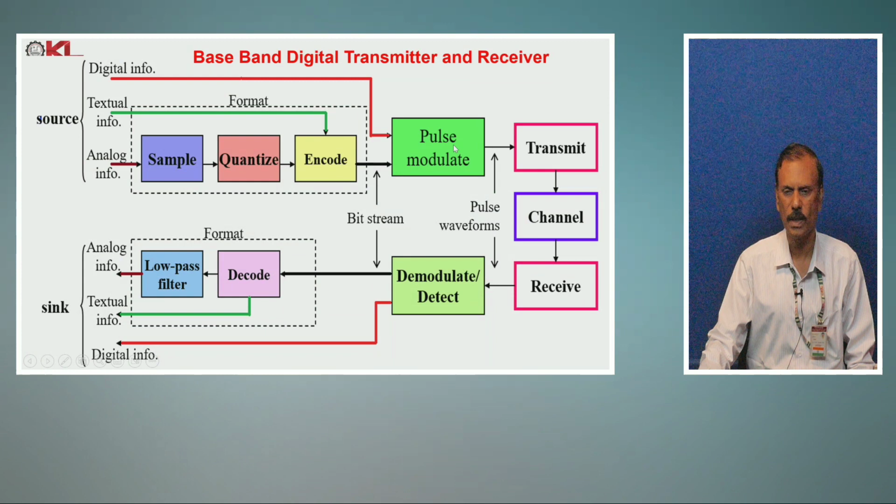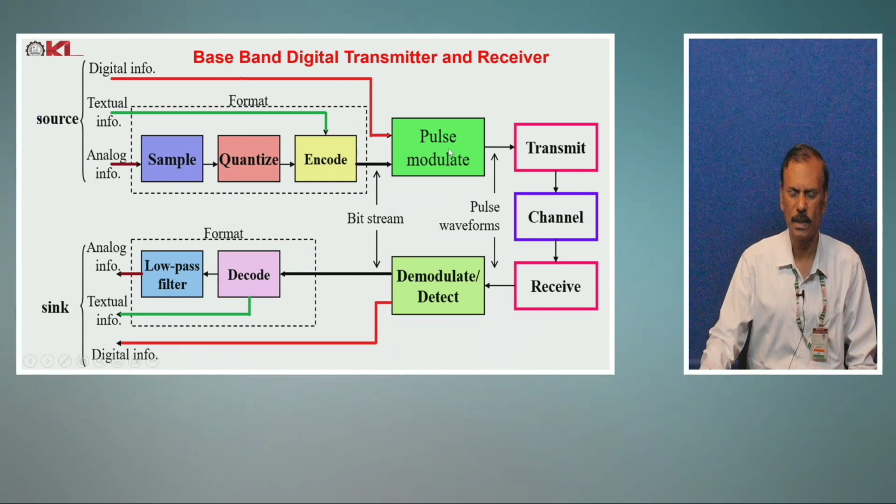Then this pulse modulation is followed by transmission through the channel, and at the receiver side we receive and demodulate, and after demodulation we get the three kinds of information: directly digital information, textual information or analog information. This is what we have studied in baseband digital transmission. The name baseband digital transmission means that there is no modulation technique here. After getting the digital data, we do the pulse modulation and then transmit. So there is no carrier modulation.